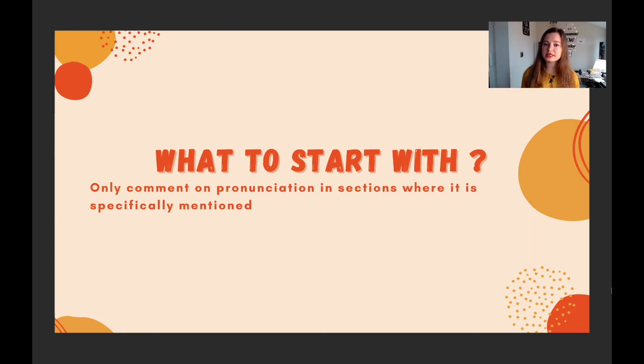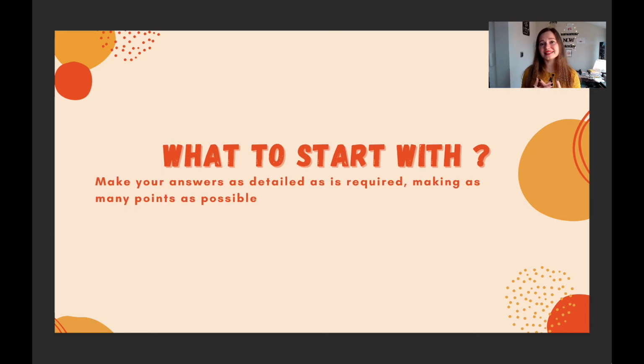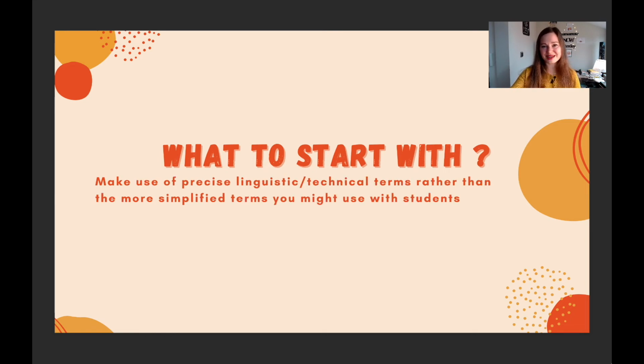Only comment on pronunciation in sections where it is specifically mentioned. Make your answers as detailed as is required, making as many points as possible, because for each particular point you get 1 mark. Don't forget about it. Make use of precise linguistic technical terms rather than the more simplified terms you might use with students.